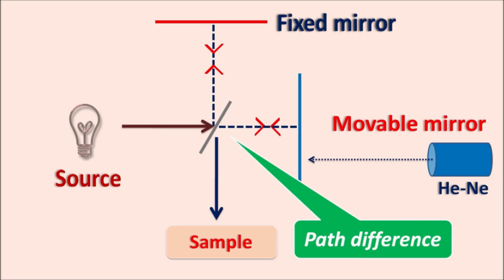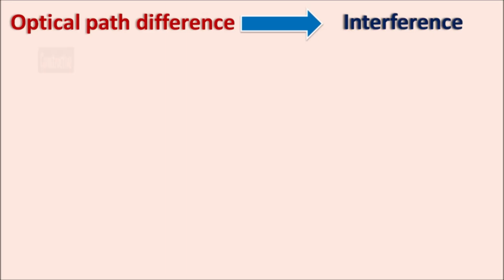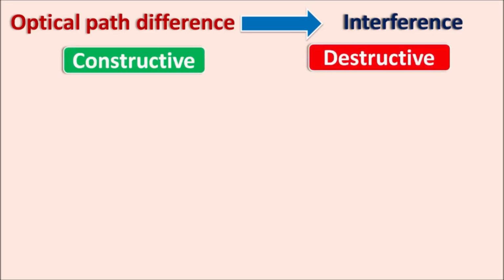In this way, in the FTIR, the position of the movable mirror is accurately measured, which gives the accurate measurement of the path difference between the two reflected beams coming from the fixed mirror as well as the movable mirror. Now the optical path difference is the difference between the path lengths of two optical waves, which may produce interference in the spectra, and this interference may be either constructive or destructive.